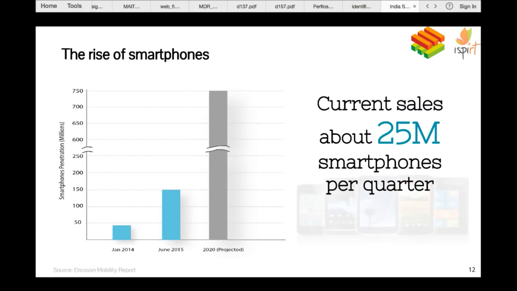1.1 billion. We have had smartphones, not just mobile phones, growing quite rapidly. In the last year and a half, we have seen them grow at the rate of about 25 million phones per quarter, and we believe that by 2020, every adult in the country will have a smartphone.